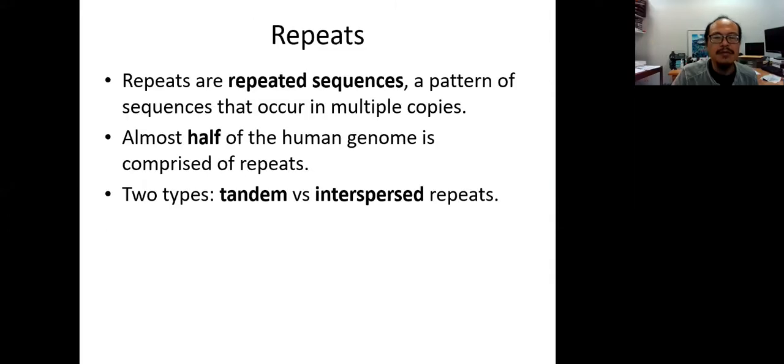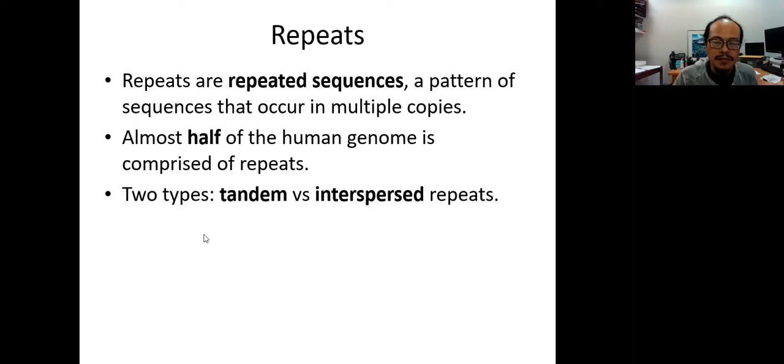So go back here. About half of the human genome. Genome means the code of the entire organism, like a cell. The entire code is called the genome. Half of that entire code is repeats. There are 2 types of repeat. The continuous repeat, we call tandem repeats. The non-continuous, we call interspersed repeats.